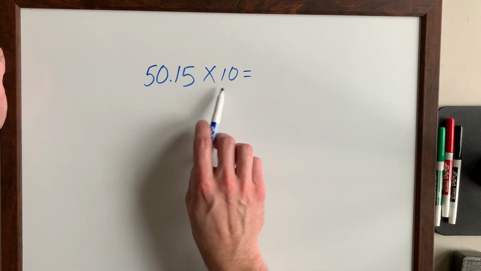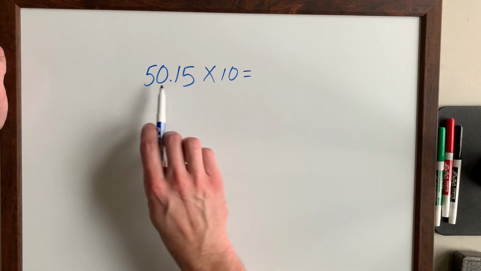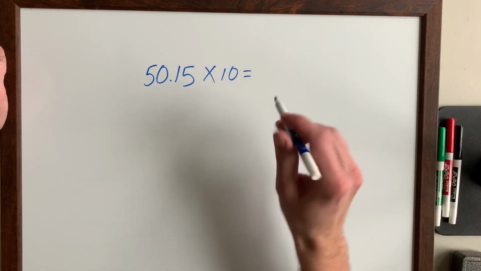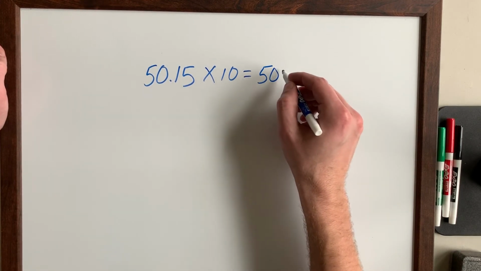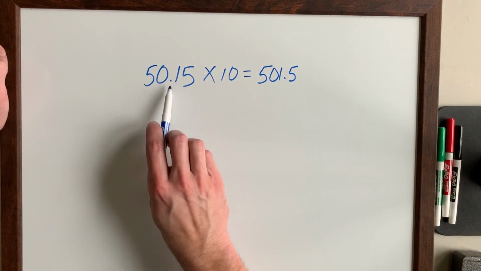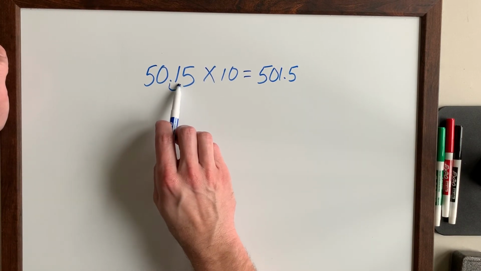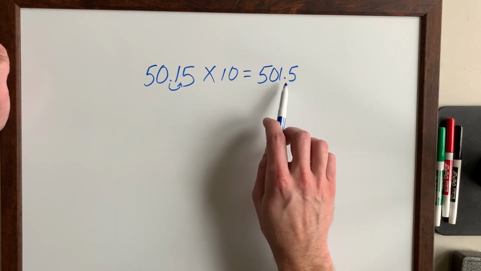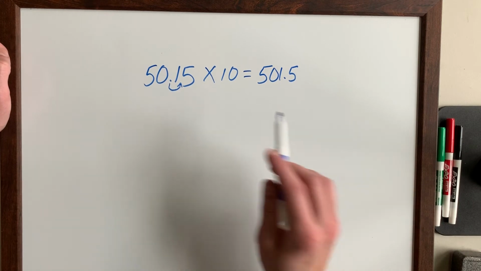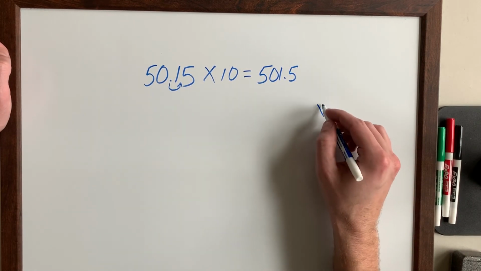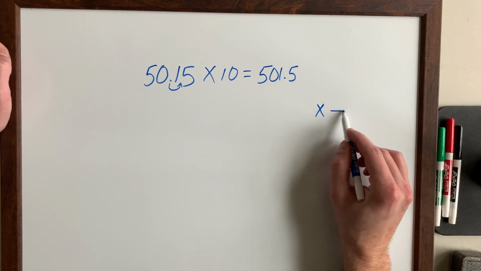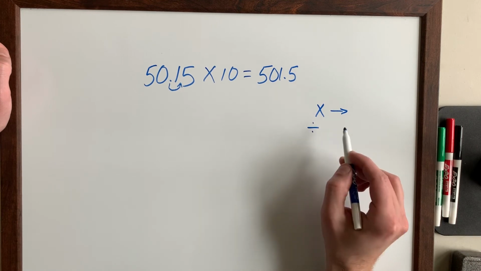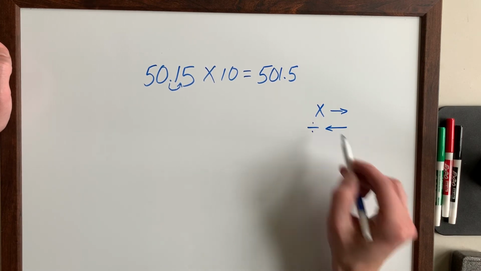We know that the answer to this problem should be bigger than 50. In fact, 50 times 10 is 500. So since this is just a little bit bigger than 50, the answer should be a little bit bigger than 500. And if I move this decimal one space to the right, I get 501.5, and that is the correct answer. You can check that in a calculator if you want. And so with multiplication, when you multiply, you move the decimal point to the right. What we're going to see is that when you divide, you move the decimal point to the left.